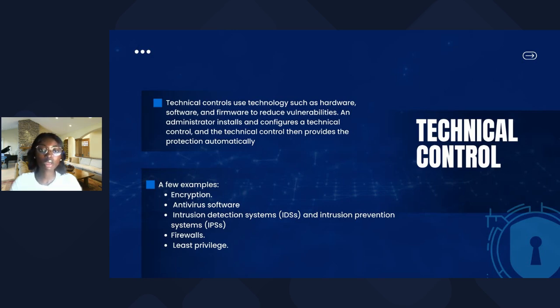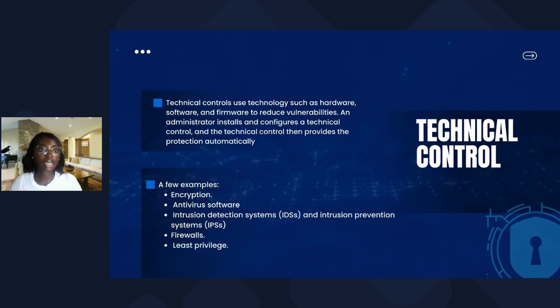A few examples of them are encryption, antivirus software, the intrusion detection system, the intrusion prevention system, firewalls, least privilege. The list goes on and on. But these are just a few examples of technical control, right? And that covers all the three security control categories.